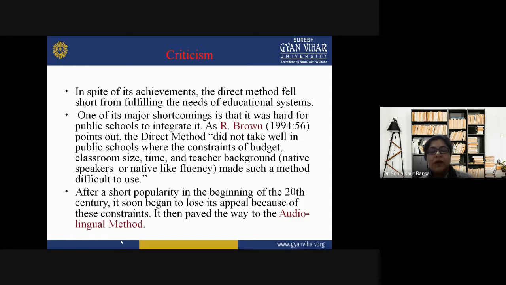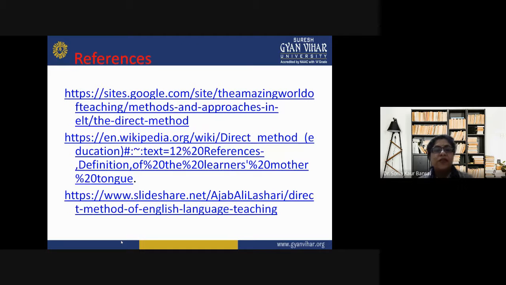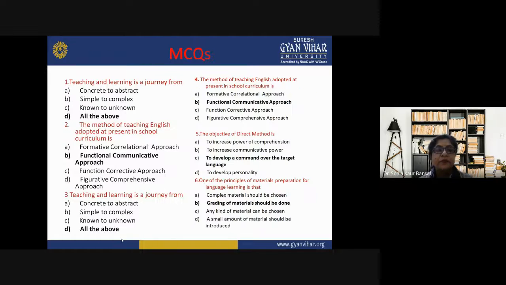So this is all about the direct method, students. There are some more references that you can go through, and you can learn more about the direct method from your own understanding. Now let's have a look at some MCQs, students, that are very important and taken from general English, not especially from the direct method only. So just understand how it is working.